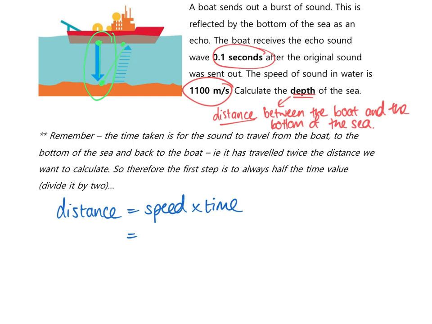distance equals speed times time. But let's think about what my speed is and what my time is and make sure I get those values correct. So the speed is 1100 meters per second. The time is not 0.1 seconds, it's 0.1 divided by 2. Put that into your calculator and you'll get 0.05 seconds. Really, really important that you remember to divide that by 2.